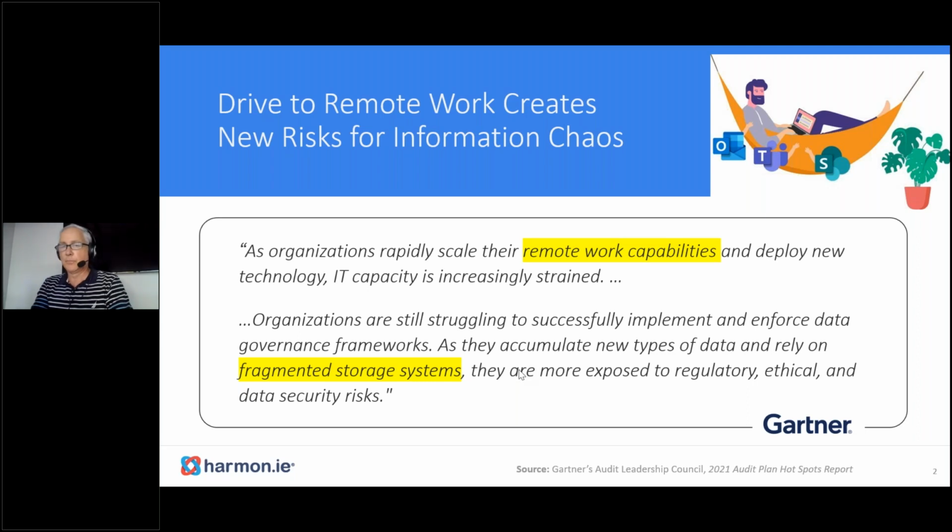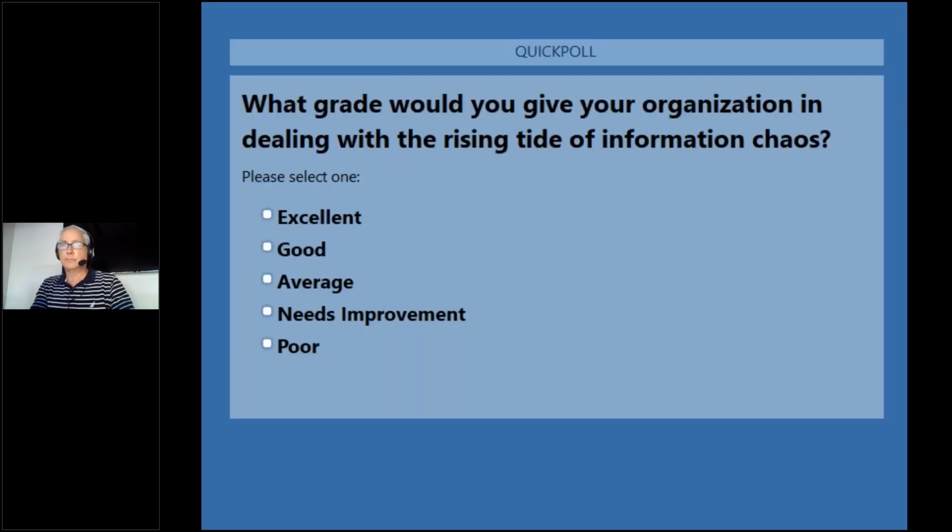This led to really a huge problem with handling information. Before we look at some of the specific aspects of this, let's go to a poll question. What grade would you give your organization in dealing with the rising tide of information chaos? Please select one: excellent, good, average, needs improvement, or poor.